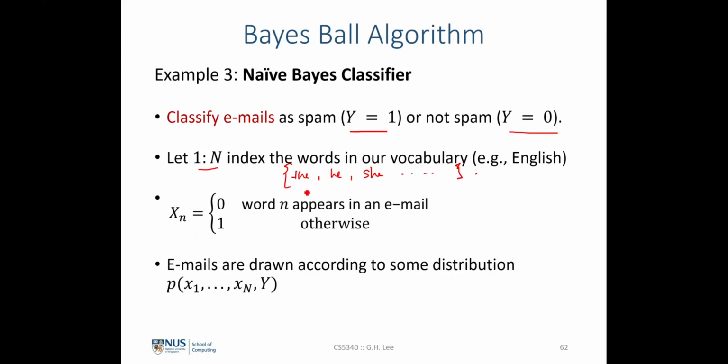Each one of these words would be represented by a random variable x1, x2, x3, all the way to xn. In the case where x1 equals 1, this means that the word appears in the email. And in the case where x1 equals 0, this means that the word doesn't appear in the email at all. And the emails are drawn according to some joint probability distribution of all the words and whether the email is spam or not spam.